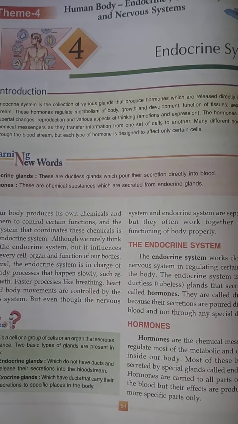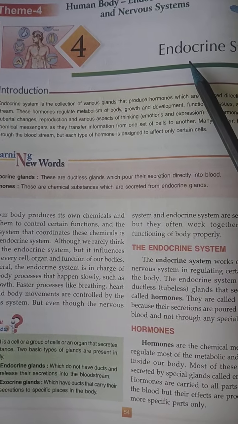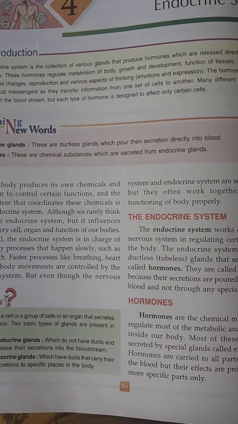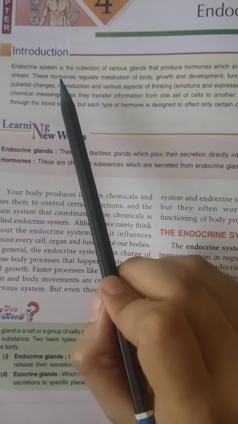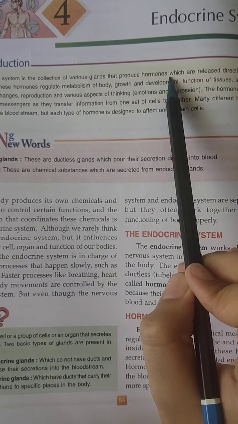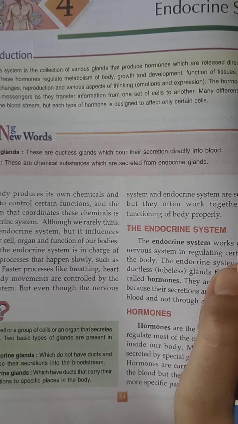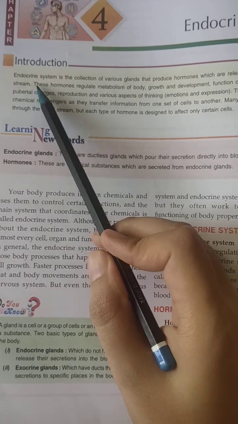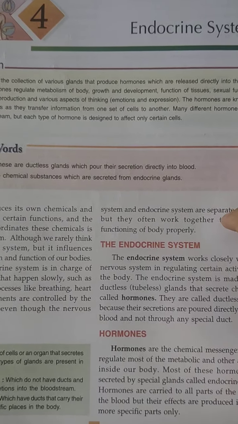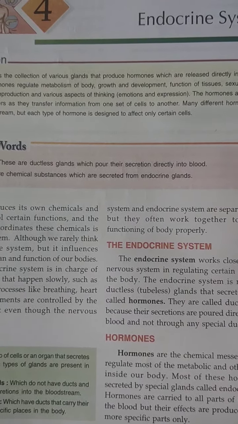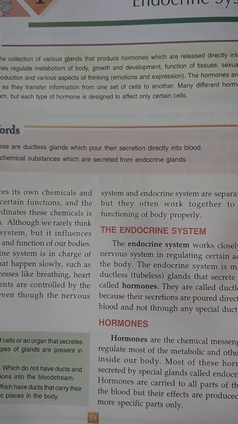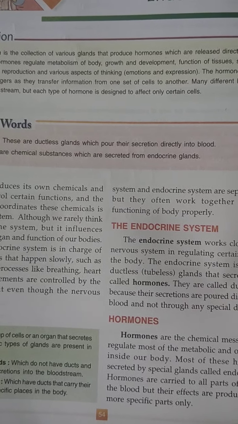So in this chapter, we will be studying what is the endocrine system and what are the different types of endocrine glands. The endocrine system is the collection of various glands that produce hormones, which are released directly into the bloodstream. So what is the endocrine system? It is a collection of different types of glands. Glands are those that produce hormones, and hormones are released directly into our bloodstream.